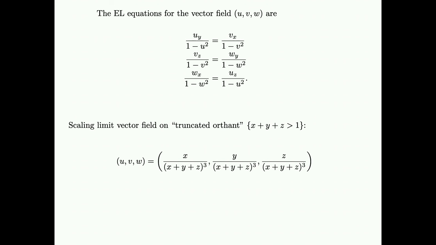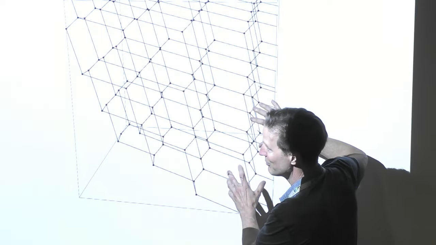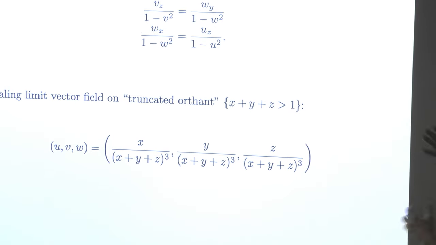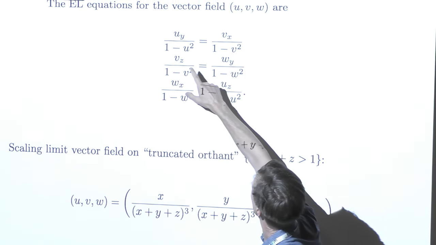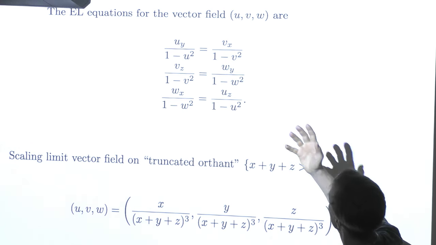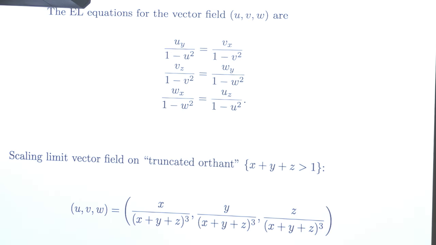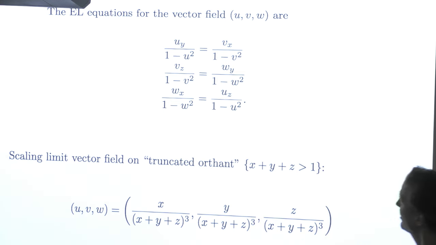Well, okay. Sorry, I got screwed up. Just for the diamond lattice, one can look at the critical gauge equation, look at the Euler-Lagrange equation for the critical gauge, and write down the Euler-Lagrange equations. Now the Euler-Lagrange equations for a vector field involve three equations relating the partial derivatives. The vector field is U, V, W, and there are these three equations which need to be satisfied for the three coordinates of the vector field. And we don't know how to solve that equation in general. The three-dimensional case is somehow much more complicated than the two-dimensional case.